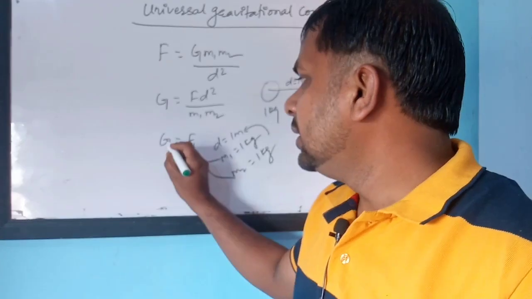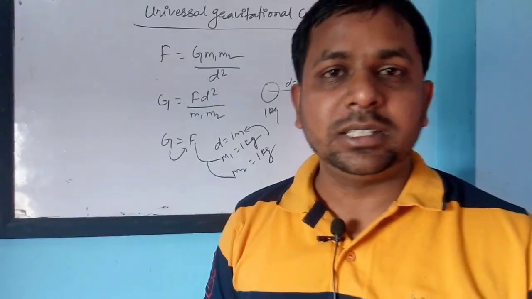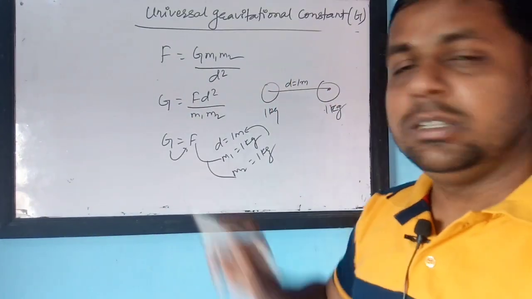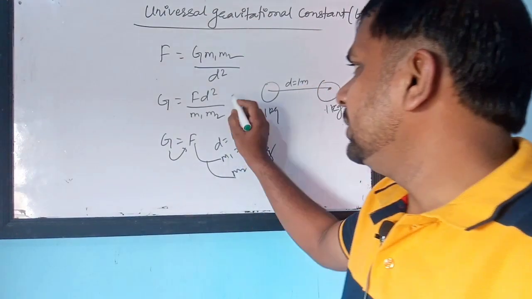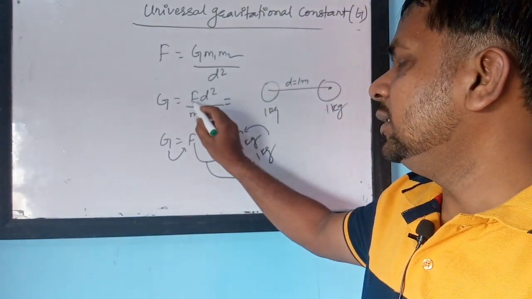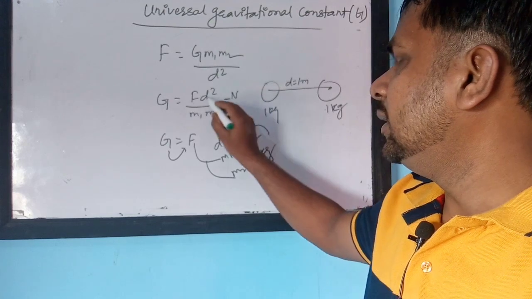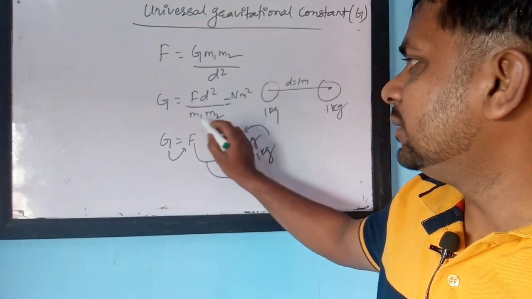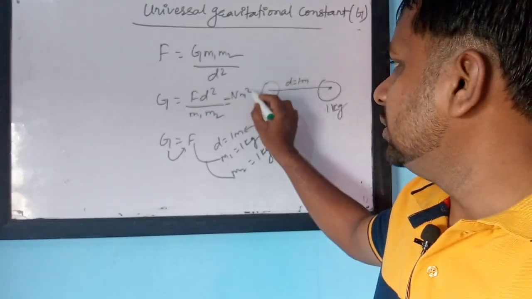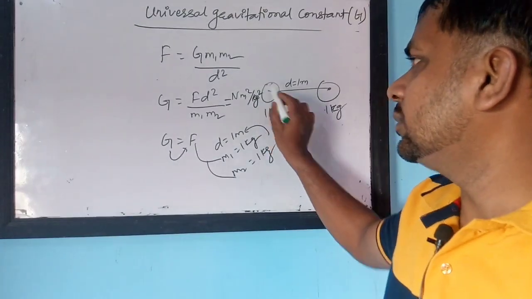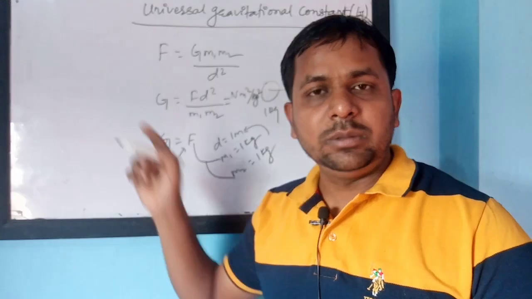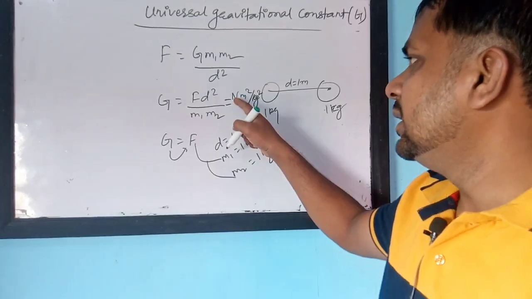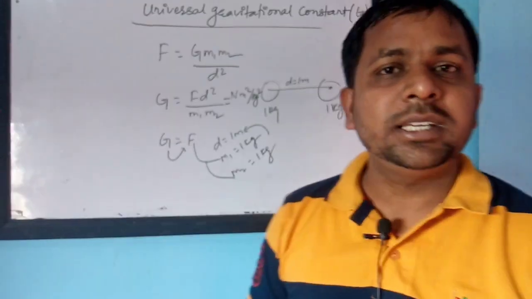And the unit of the universal gravitational constant, from here we can find out: the F unit is Newton, d is meter, and here it is squared, so Newton meter square, and downside kg into kg, so it becomes per kg square. The unit of universal gravitational constant is Newton meter square per kg square.